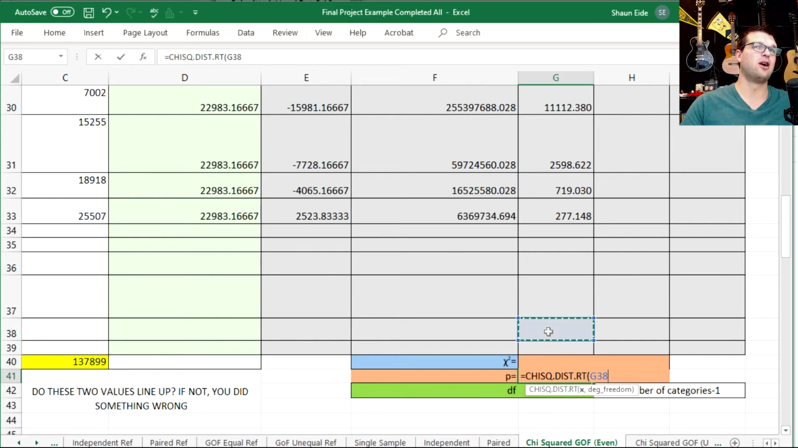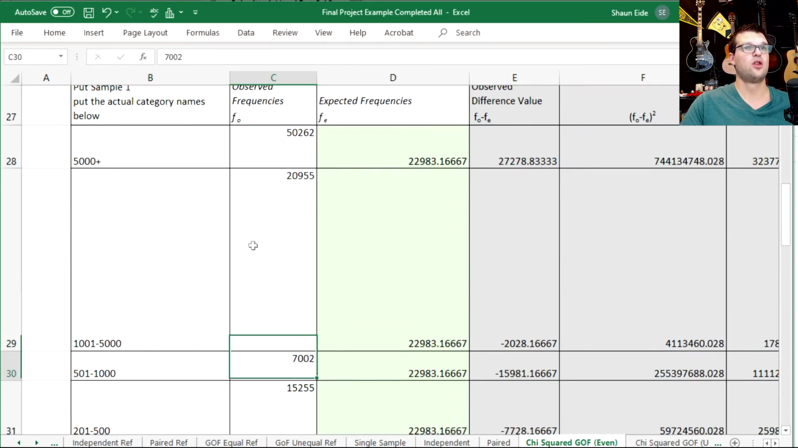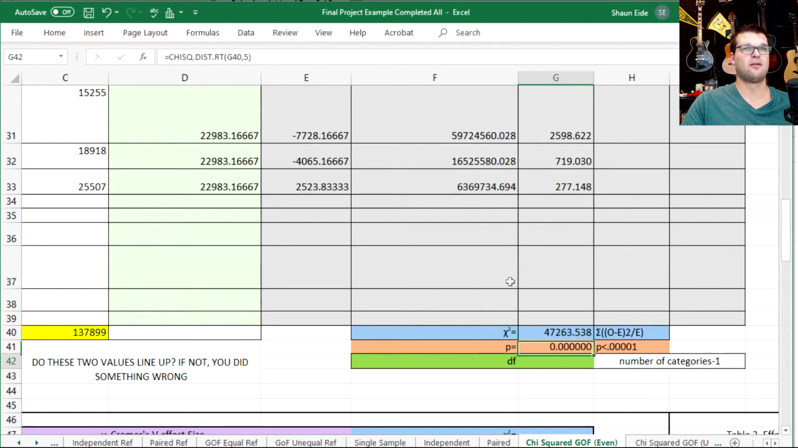What I just did there is I clicked above it because I can't actually click on it. It's really annoying. So I clicked above it and just went down 2 times. Then the degrees of freedom is 5, right? Because there's 6 categories, and it basically says the probability of it is 0, or p is less than 0.0001 is another way of writing it. And then the degrees of freedom, once again, 1, 2, 3, 4, 5, 6. So degrees of freedom is 5.